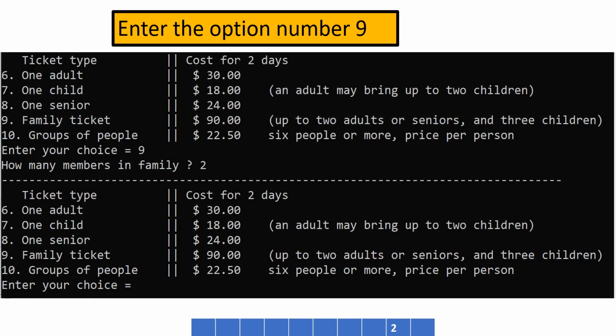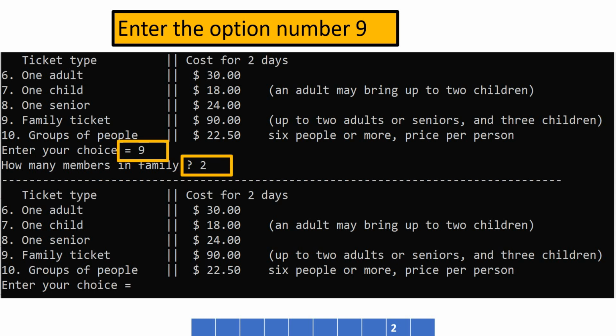Suppose you are going to enter number 9. Number 9 is about a family. How many families? That is 2. Okay, and it will be stored into record position 8. Index number 8, position number 9.